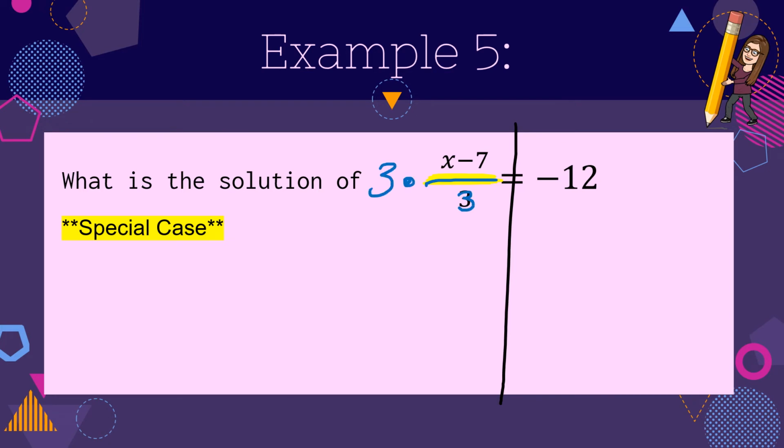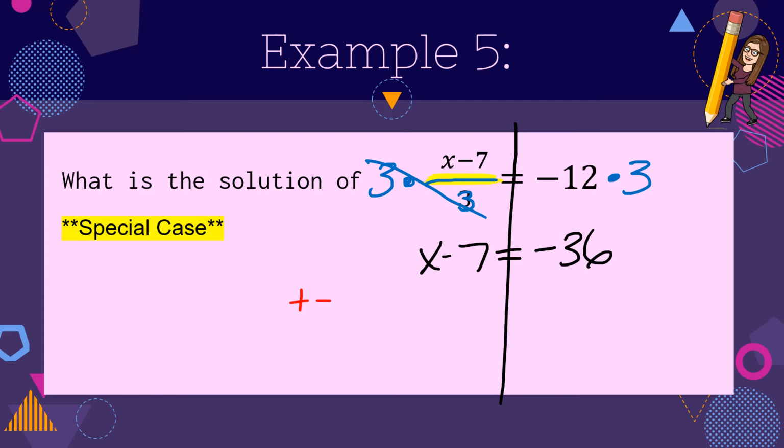So we're going to do the inverse or the opposite and multiply both sides by 3. The x minus 7 falls down, and on the right side I have -36. See how that makes the problem look nicer? So, special case, when you have a big fraction bar, a number that's in the way, move it first.